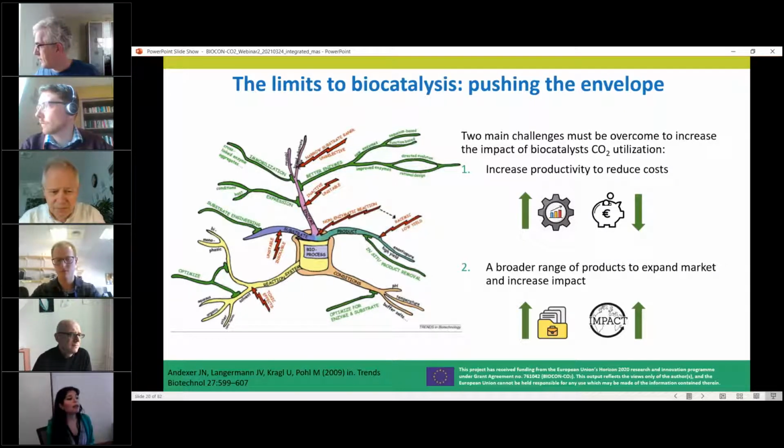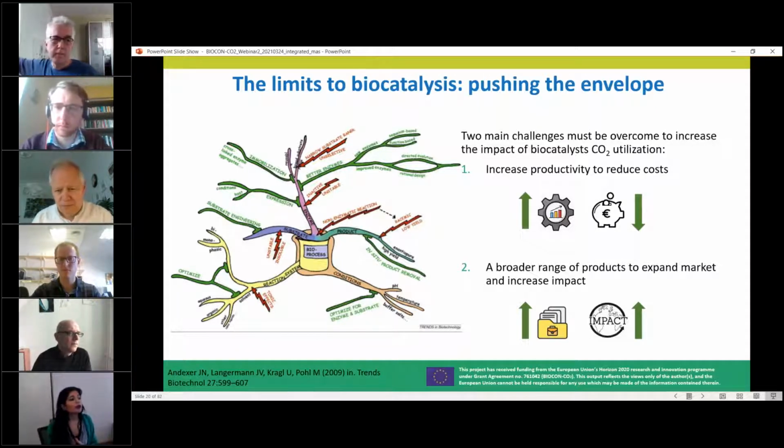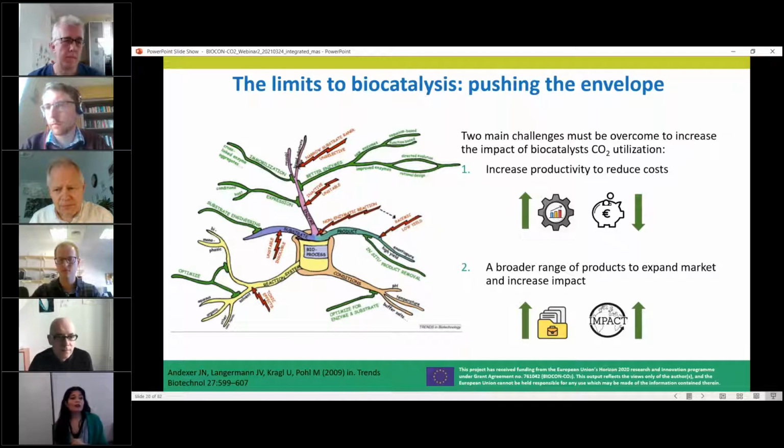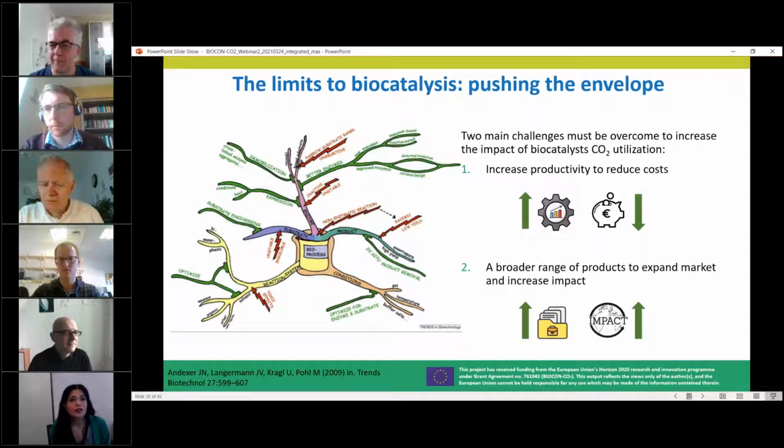And a broader range of products must be targeted in order to further impact the atmospheric carbon levels. And so we would have to increase the product portfolio of the biological CO2 conversion that are available right now. So without going further, I think this has given a bit of the overview of what we are going to discuss today. So I'm just gonna hand the word to our next speaker.